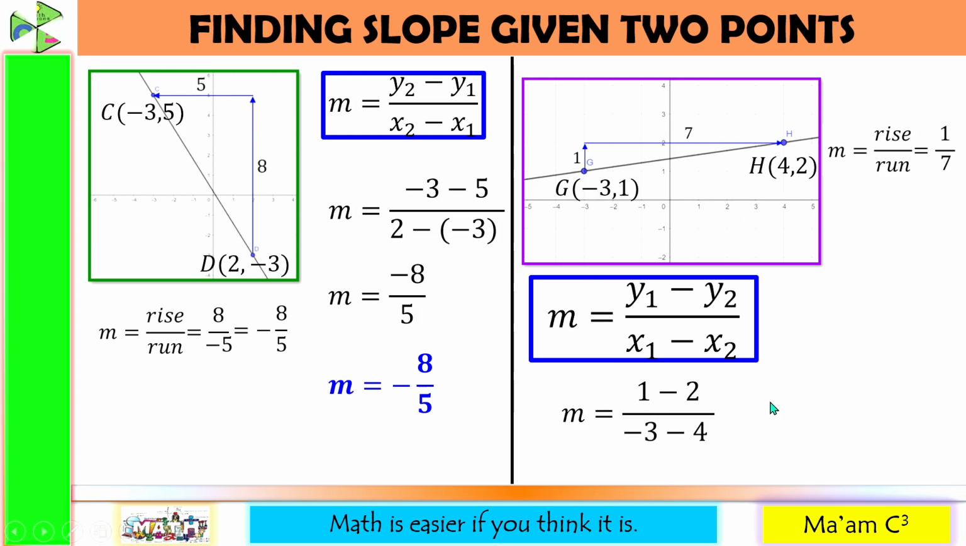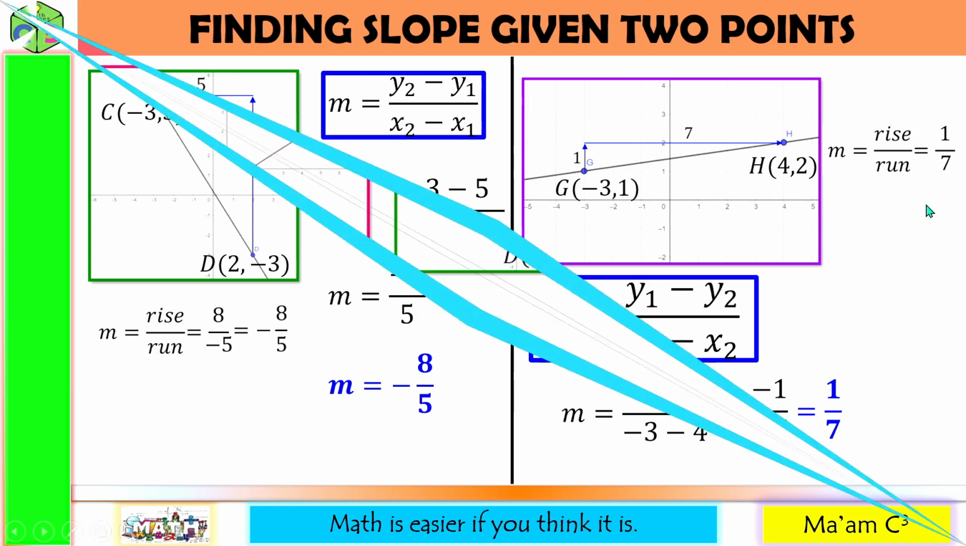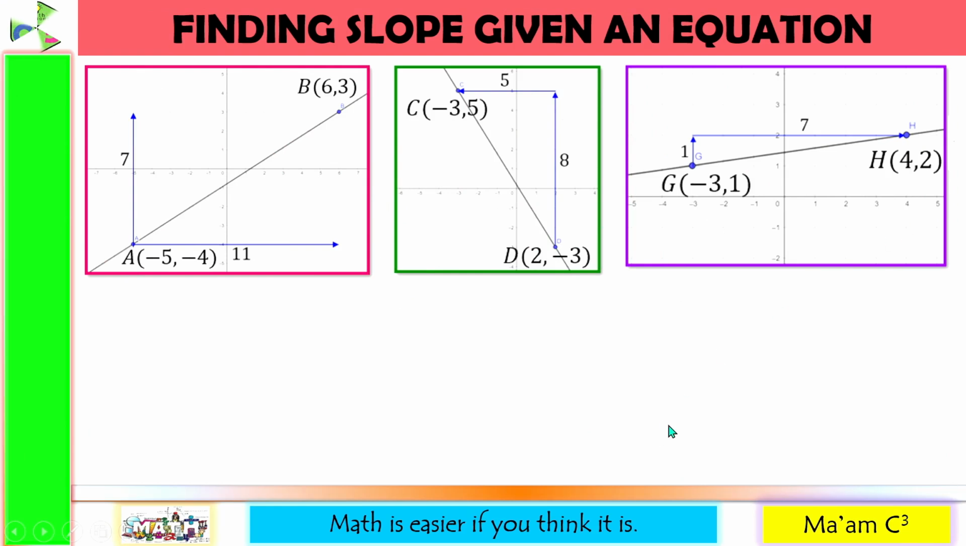1 minus 2 is negative 1. Negative 3 minus 4 is negative 7. Negative over negative is positive. So we have positive 1 over 7. Same answer that we got earlier. At this point, let us determine the slope when we are given an equation. But before that, let us first determine the equations of the three graphs that we had earlier.